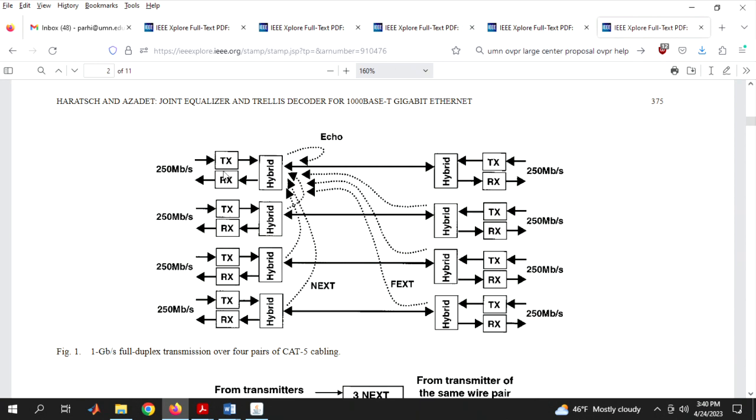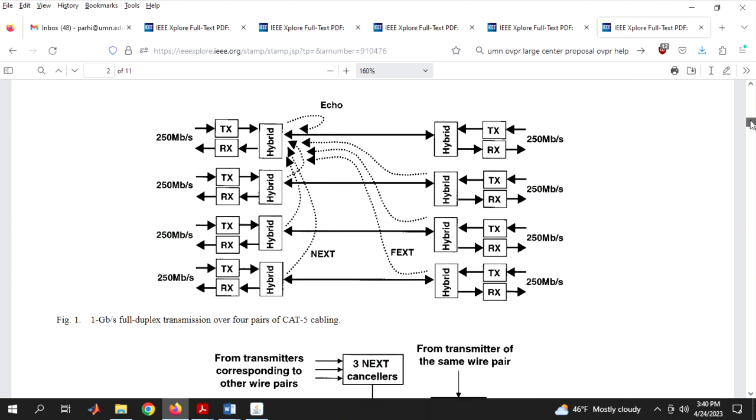Okay, so effectively 2 bits per symbol times 125 megabaud, that's 250 megabits per second, times 4 transceivers, that's 1000 megabit per second, or 1 gigabit per second. Okay, that's how.